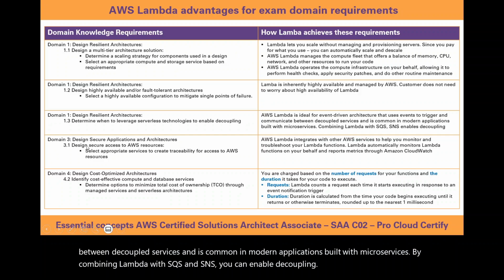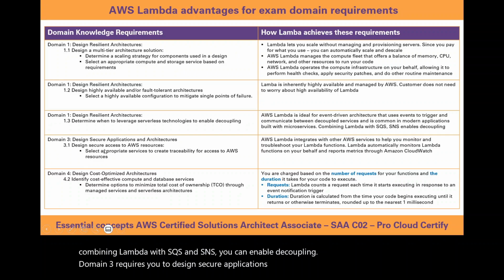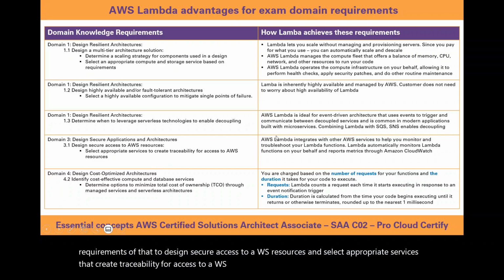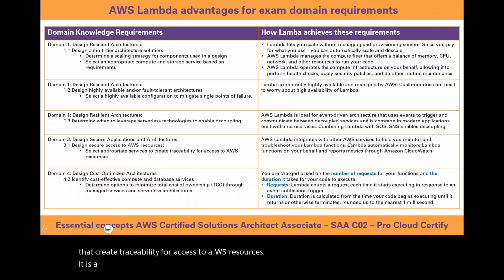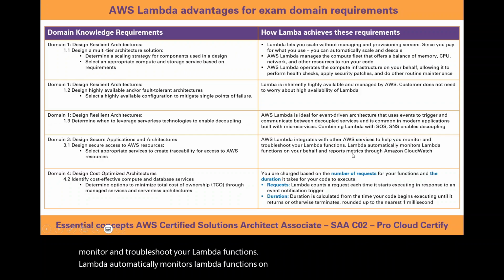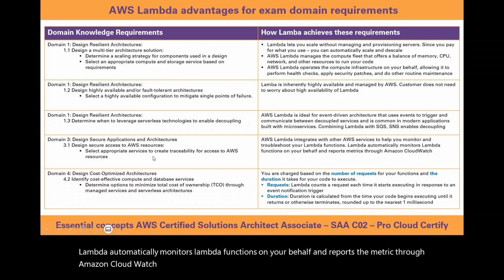Domain 3 requires you to design secure applications and architectures, and some of the requirements of that is to design secure access to AWS resources and select appropriate services that create traceability for access to AWS resources. Now, AWS Lambda automatically integrates with other AWS services to help you monitor and troubleshoot your Lambda functions. Lambda automatically monitors Lambda functions on your behalf and reports the metric through Amazon CloudWatch. This feature of Lambda ensures that automatically you can create traceability for all the access to the AWS resources via Lambda.